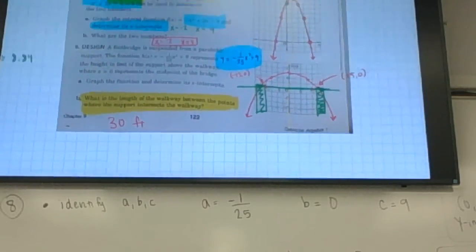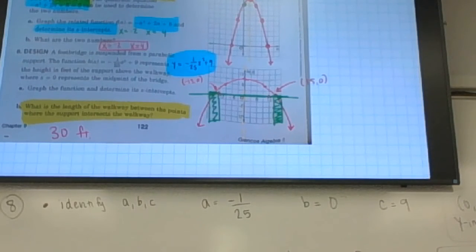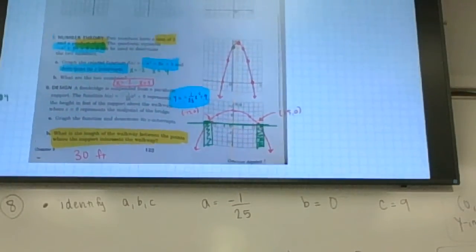Alright, so I know that this may have felt kind of lengthy, but as you're moving forward to the SAT, you can expect questions like this, finding the length and things like that.